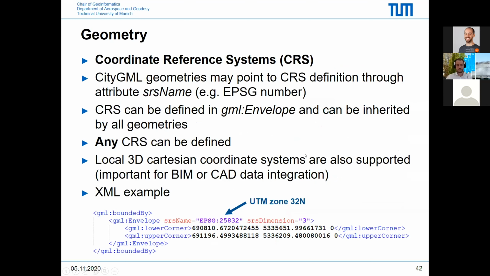It is obviously part of CityGML to use coordinate reference systems, which can be defined either through an attribute or often a GML envelope is used for describing the coordinate reference system. Also, local coordinate reference systems can be used in order to support a better integration, for example, with BIM models. But we also heard a little bit on this before.